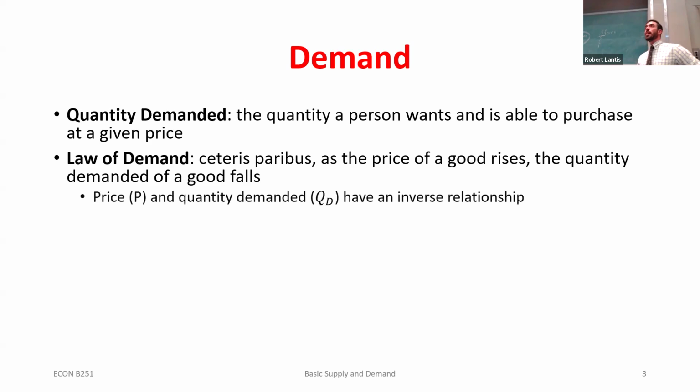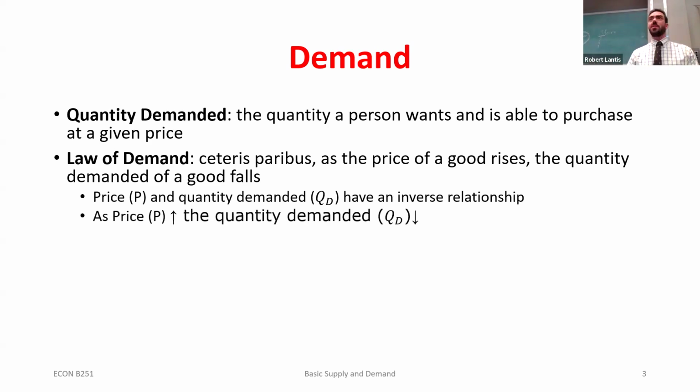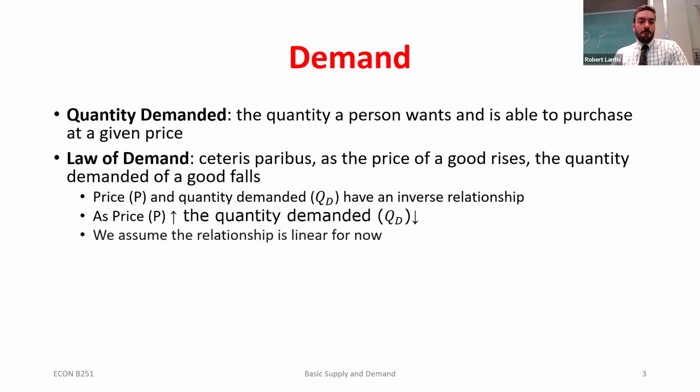So we have this inverse relationship, right? As price goes up, quantity demanded tends to go down. Now, the rate at which it goes down will change depending on the good, but we'll get to that probably next chapter. You can use some arrows if it's helpful.